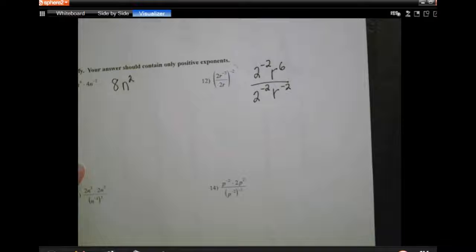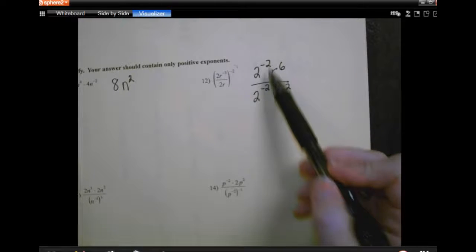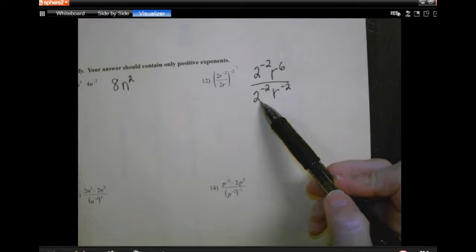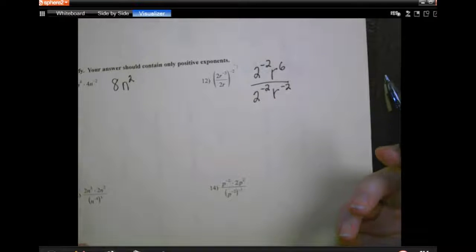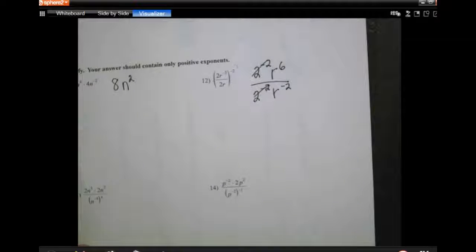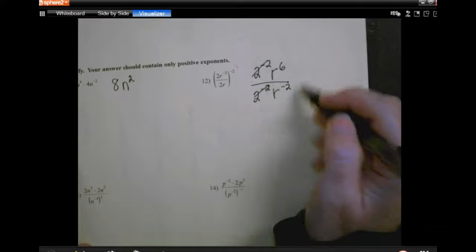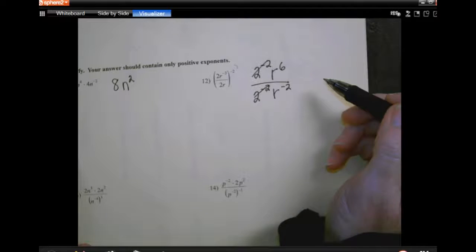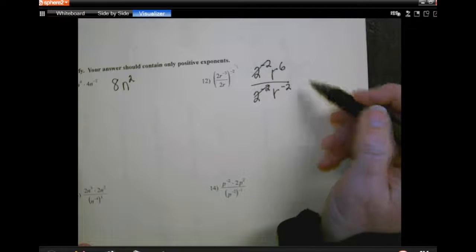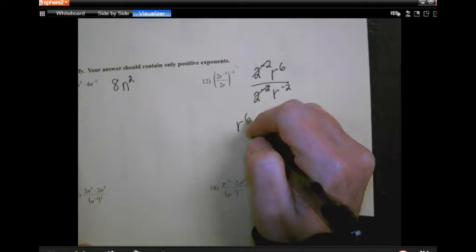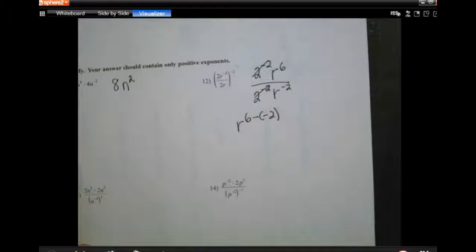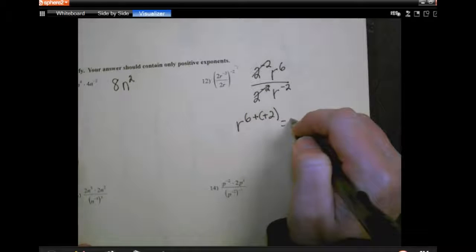Okay, does everybody see that? Okay, so before I go any further, 2 to the negative 2 divided by 2 to the negative 2, those cancel, right? Because those are the same, so we can cancel those. Now, the r to the 6th and r to the minus 2, I'm dividing. And so what do you do with your exponents when you divide? You're going to subtract. So here I get 6 minus a negative 2. So minus and minus becomes positive, and we get r to the 8th.